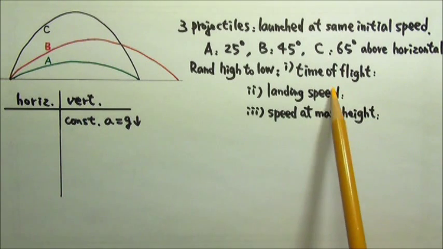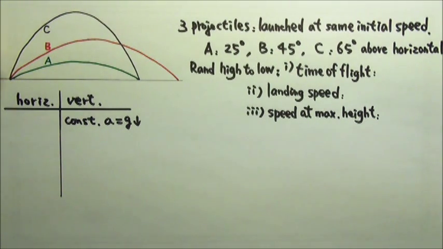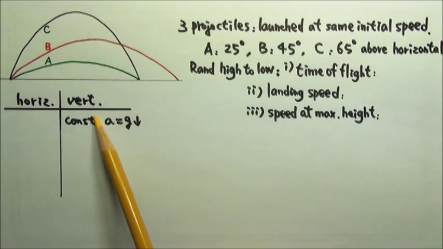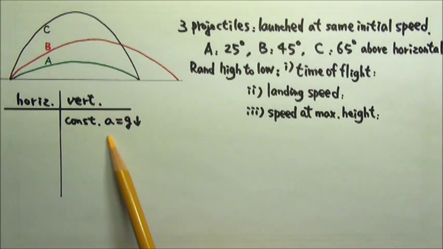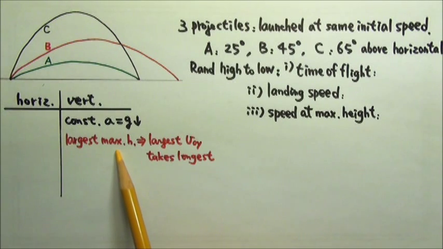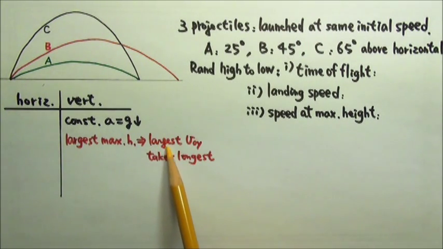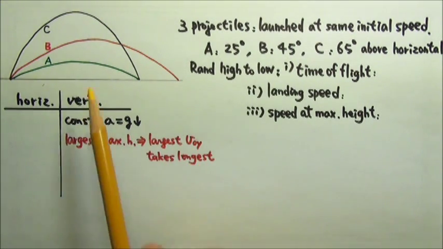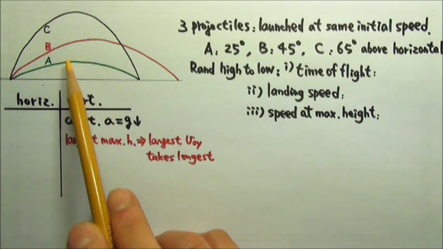For time of flight, we can look at the vertical motion, because the time stops when a projectile hits the ground. For vertical motion, all three projectiles have the same acceleration. So the one that reaches the largest maximum height must start with the largest vertical initial velocity and takes the longest to get there. So the time is C and then B and then A.